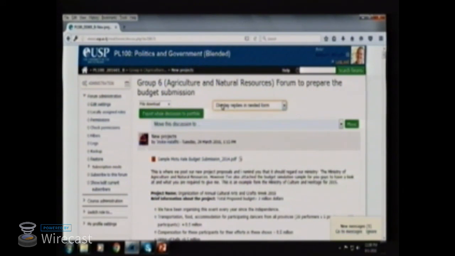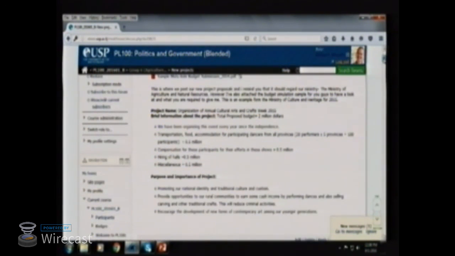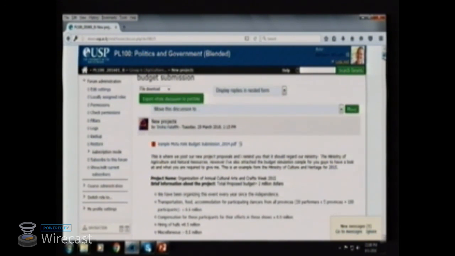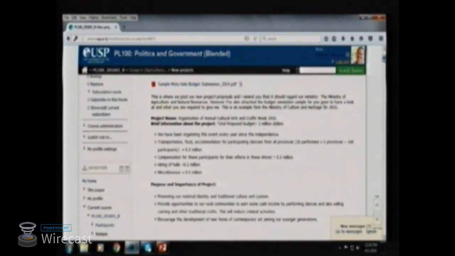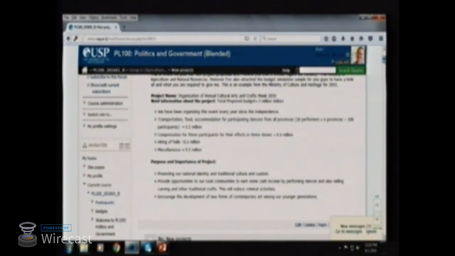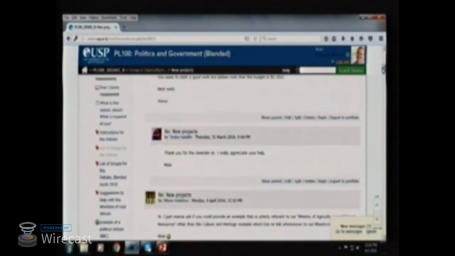So here you have an example of an interaction between the members of the Ministry of Agriculture and Natural Resources around this presentation that they need to produce. And so you have the group leader, a fantastic group leader from Tonga, Inoke Halafihi, who says, look, have a look at this. This is a sample from last year. This is what they did for the Ministry of Culture. I suggest that we use the same as a model.